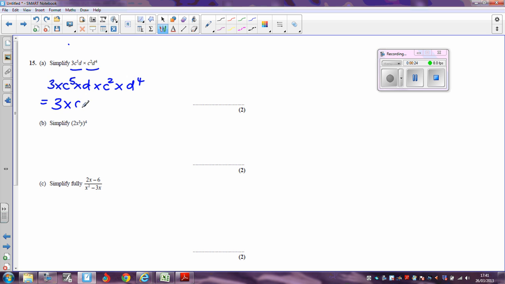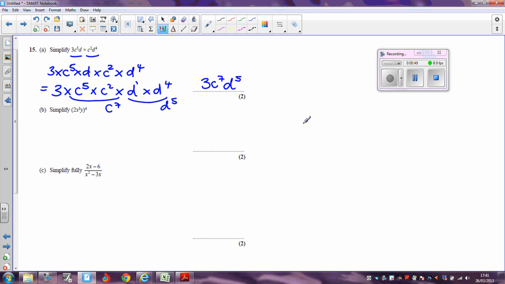Starting with the 3, I can then do c to the power 5 times c to the power 2, multiplied by d times d to the power 4. Now, if I multiply these together, I'm going to get c to the power 7. Multiply these together and I get d to the power 5, because effectively that d is d to the power 1. Altogether then I've got 3 times c to the power 7 times d to the power 5.